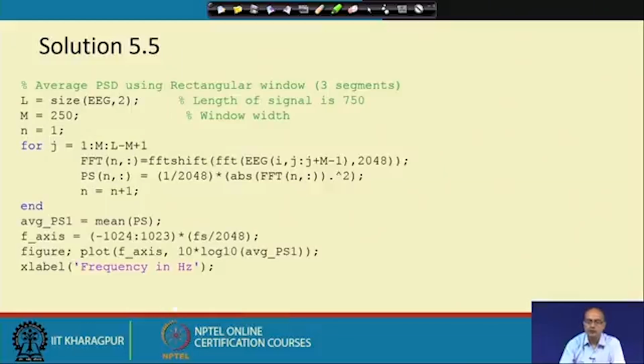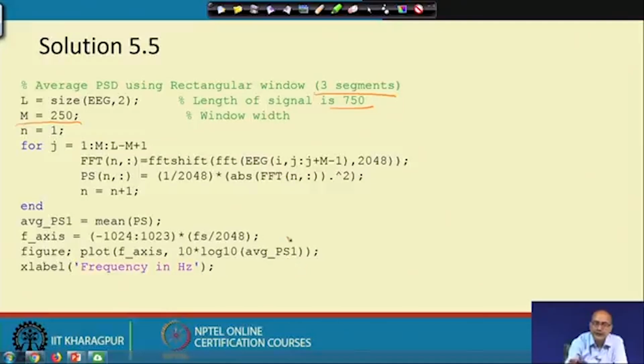So, now we go for different segments. Starting with 3 segments. So, how do we do that? We divide the signal into 3 parts. We are taking a total length of 750, so the length of each of the 3 segments would be 250 each. Okay. So, we calculate the FFT and take the average.